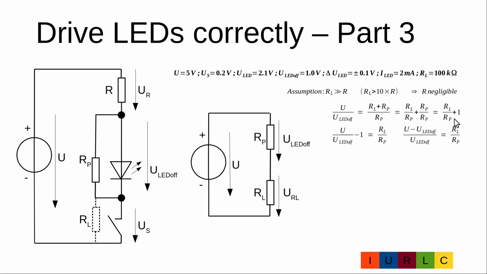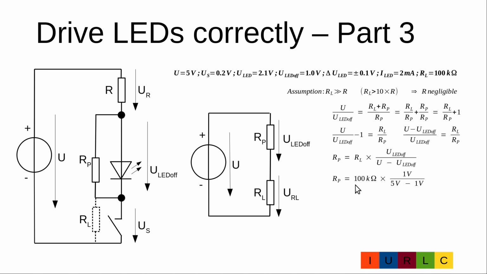Now we bring the plus 1 with minus on the other side and get U divided by U LED off minus 1 is RL divided by RP, and we get U minus U LED off divided by U LED off is RL divided by RP. Now we bring RP with multiplication to this side and this term inverted to the other side and get RP is RL times U LED off divided by U minus U LED off.